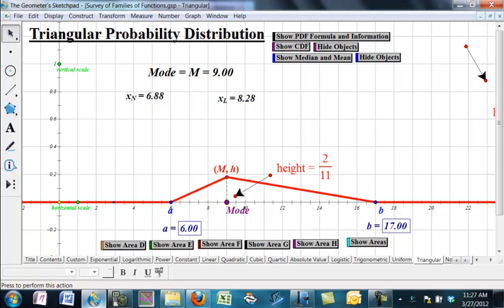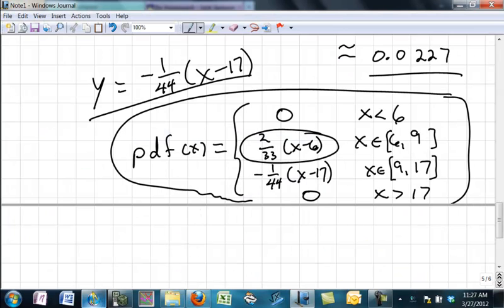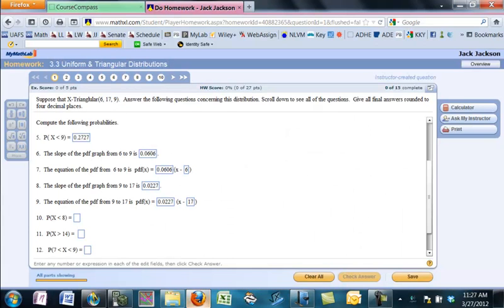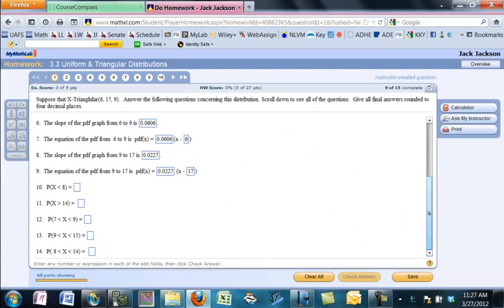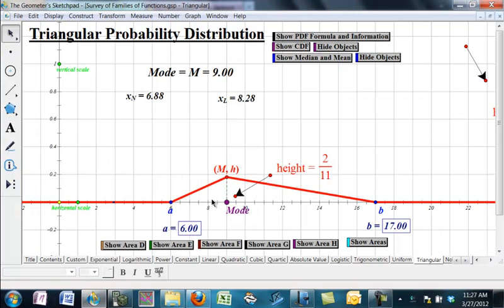Okay, so now let's find some probabilities. The probability that x is less than 8. Okay, so let's look at the picture here. X less than 8 is an area over here. Less than 8, really we might as well say between 6 and 8, because there's nothing to the left of 6, so it's this brown shaded area that you see here.